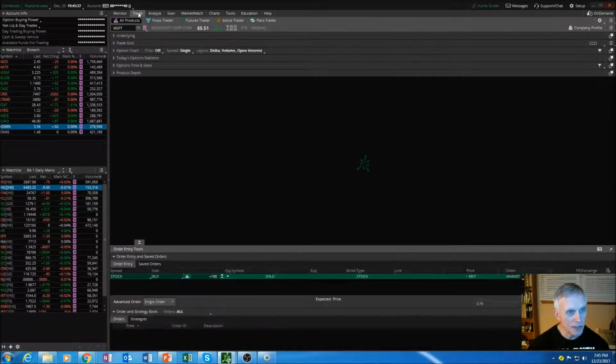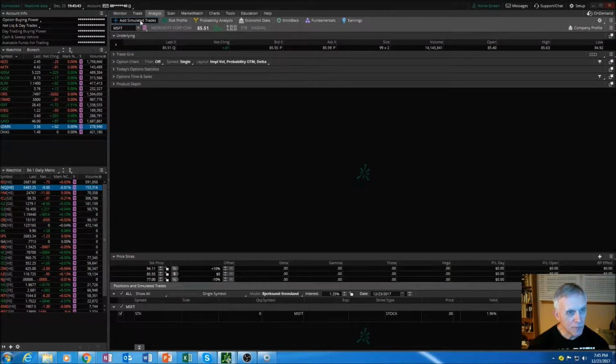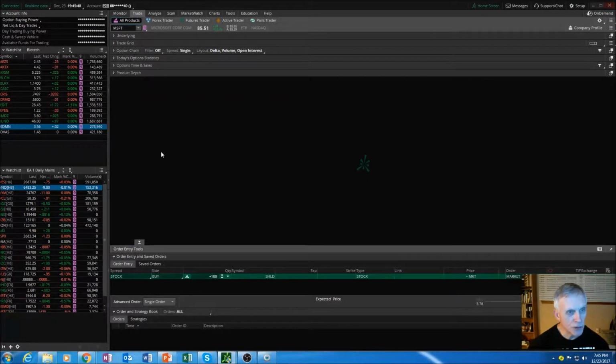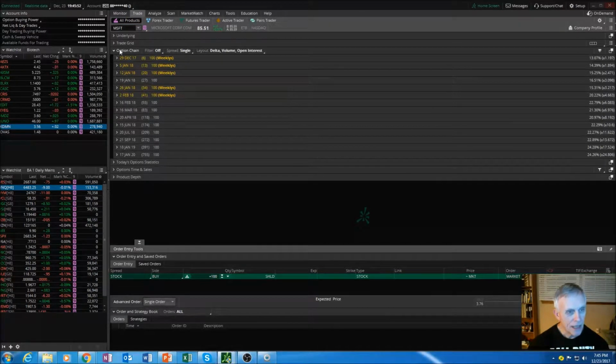Again, I'm going to cycle back to the Trade tab and All Products. There's Options Chain. There's the Analyze tab with Add Simulated Trades. So let's go right to the Trade tab. Let's open up Options Chain, and there it is.